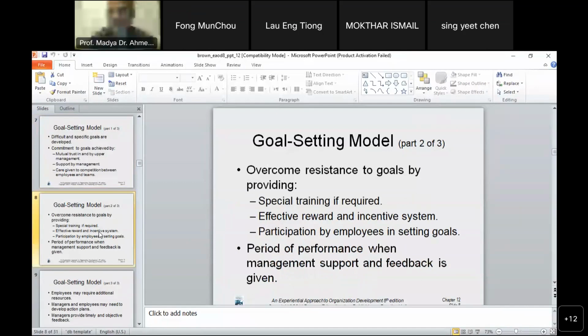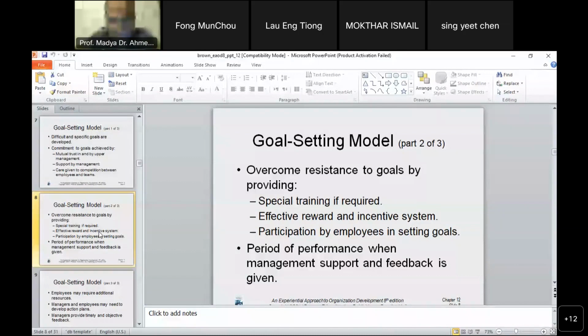How do we overcome resistance to goals? By providing training. You tell them to increase profits, but maybe they need some training to do that. Maybe you need to have incentives or a rewarding system in place to encourage and motivate them to increase profit. Participation in goal setting, employee participation, is really important. And also the period of performance, when management support and feedback are given. This is an important one.